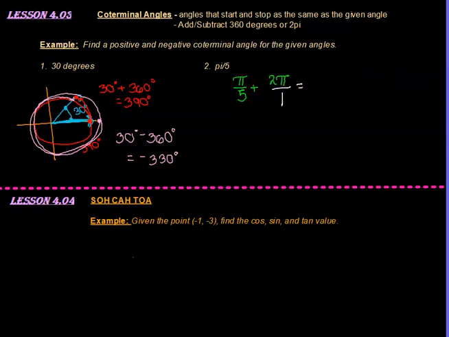So 2 pi would be 2 pi over 1. I use what's called crisscross applesauce. So criss, left and down first: pi times 1 is pi. Plus, because there's a plus in the middle.